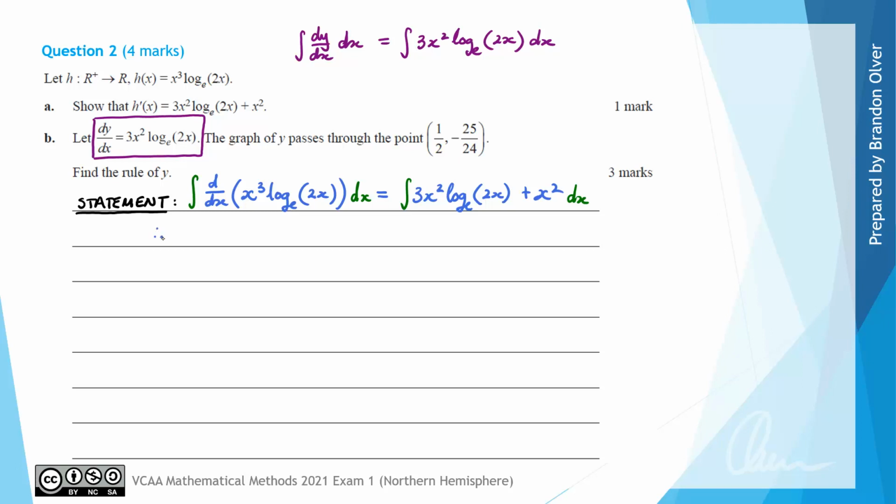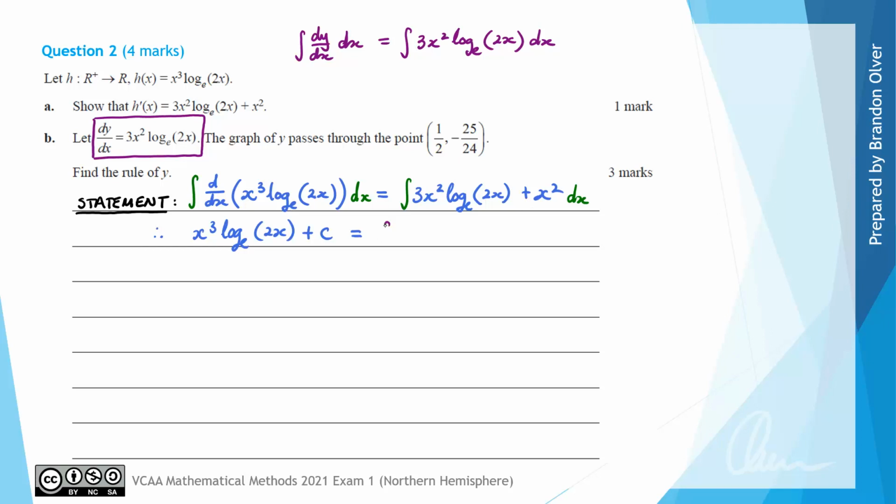So on the left-hand side, we have an integral and a derivative inside it. So those two operations essentially undo each other. So all we're going to have left on the left-hand side is what's inside. So we're going to have x cubed log e of 2x. And I'm going to put a plus c here because we actually have integrated or anti-differentiated, so we need that constant. And that's going to equal the right-hand side, which we can split up over that plus or addition sign.